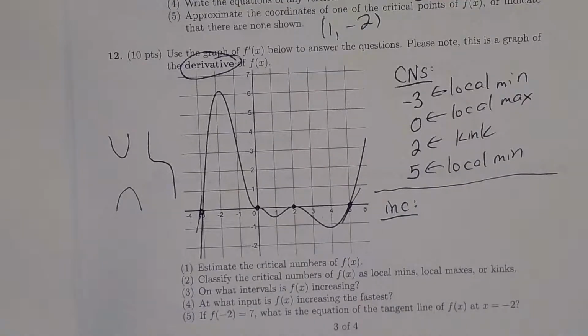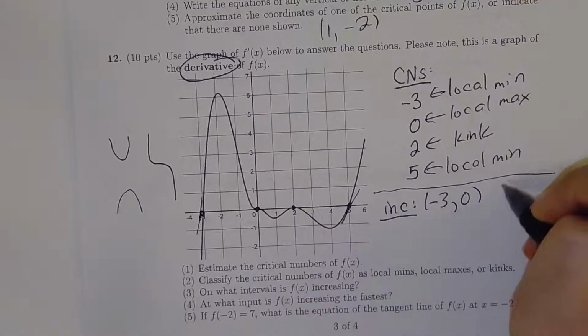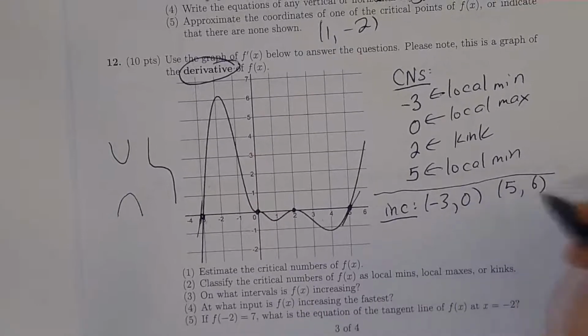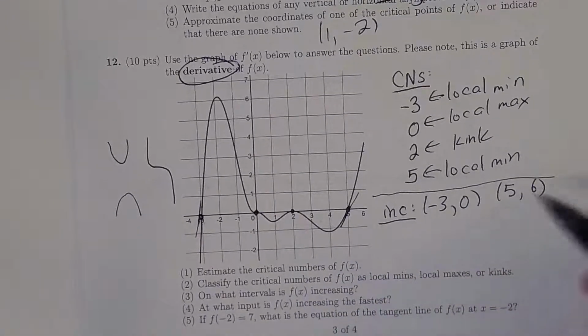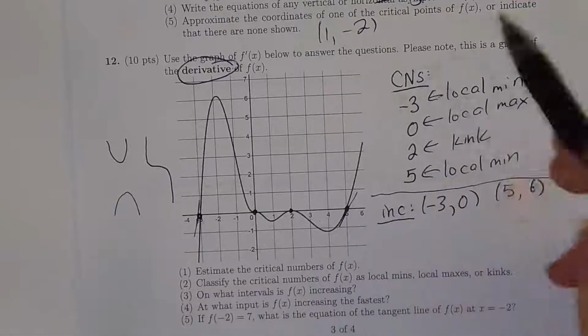The next question asks, on what intervals is the function increasing? And so how do I read that from the derivative? I remember that an increasing function corresponds to a positive derivative. So I'm really asking in this question where in this graph the function is positive, which happens to be from -3 to 0, and then from 5 to 6. Or if you preferred, you could write 5 out to infinity, depending on exactly how much you think you know about what this function does as it goes off the edge of the graph.